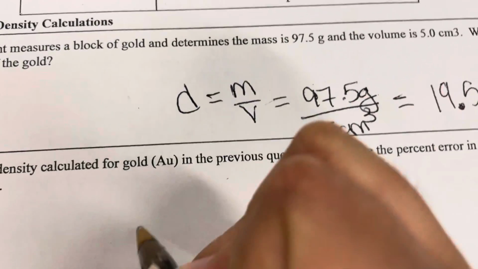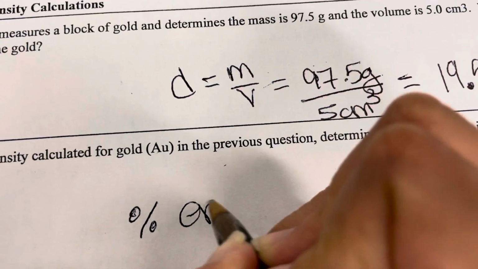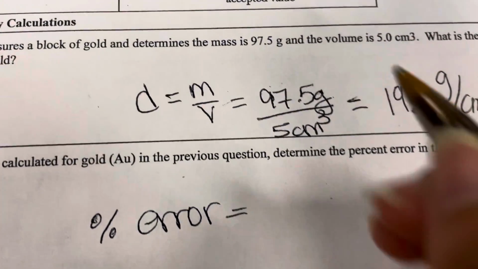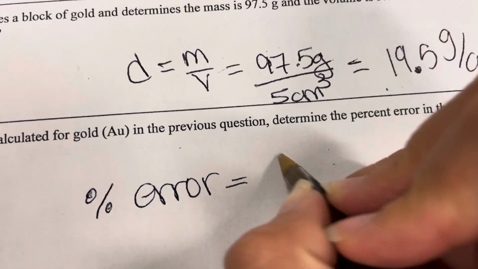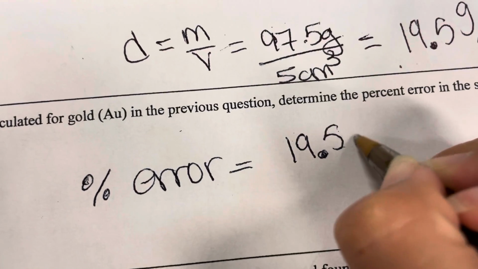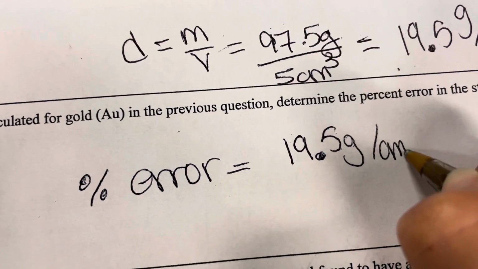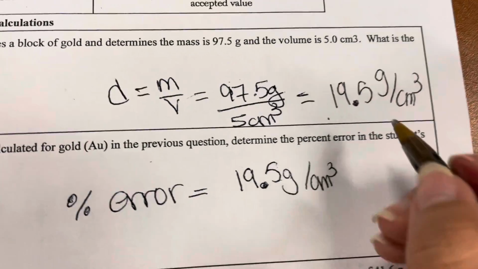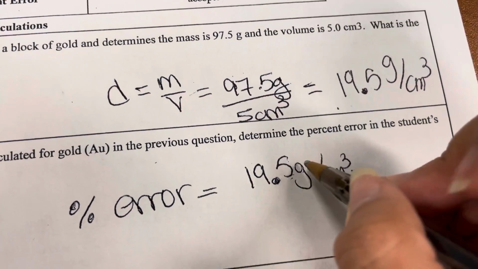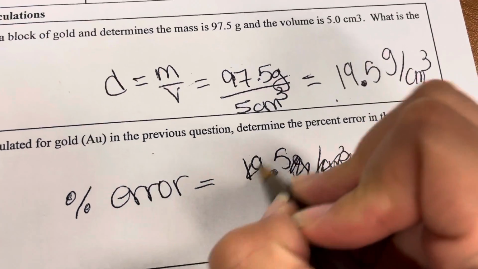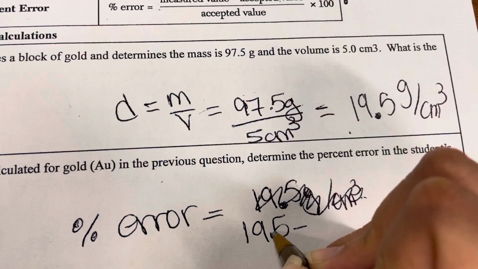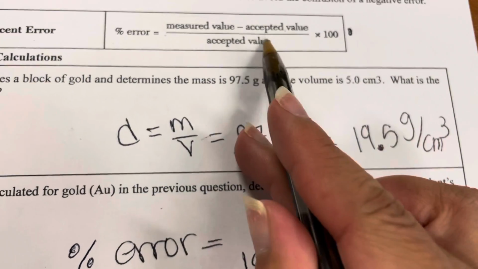So percent error is equal to measured value. Okay, well, I got that. It's 19.5 grams per centimeter cubed. You really don't need to put your units since everything's going to be in the same unit, so that's perfectly fine. Let's write it without it. Let's start over. 19.5 minus what? Okay, what is this accepted value?